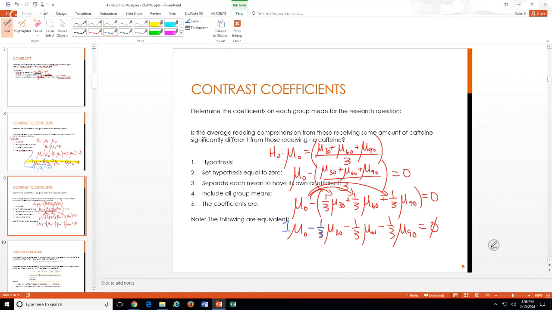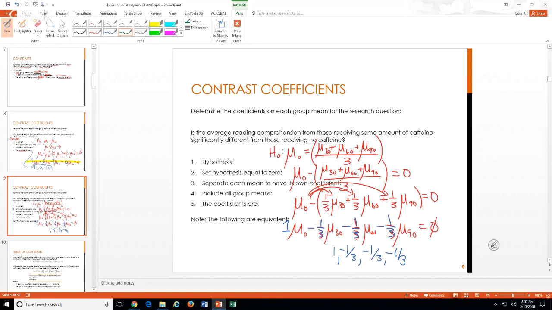On 60? And on 90? Yes. So as it stands, I see 1 minus 1/3 minus 1/3 minus 1/3. Do they add up to 0? Good job. I heard at one point somebody, maybe you don't like fractions. I understand that. Not too fond of them, but I'll deal with them.